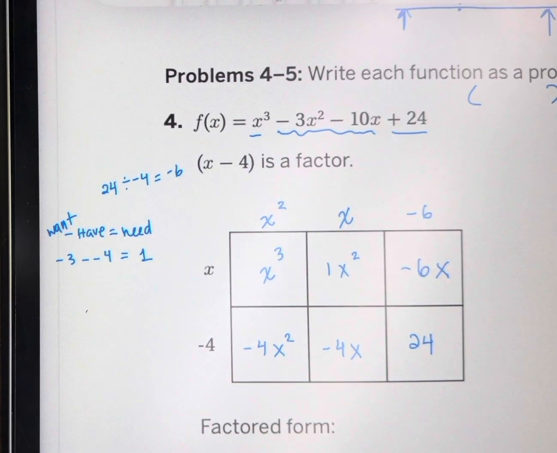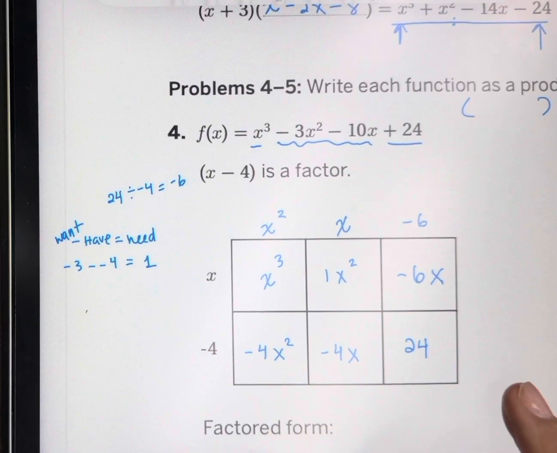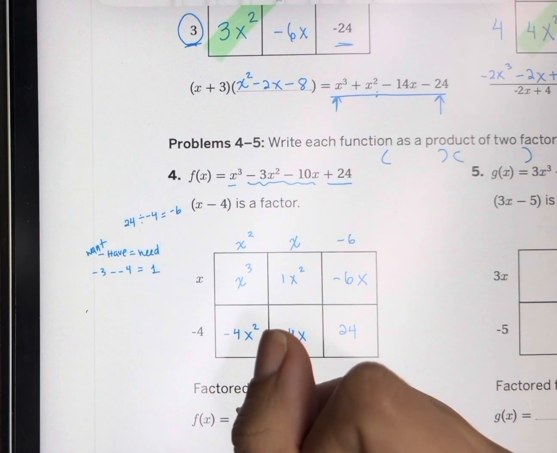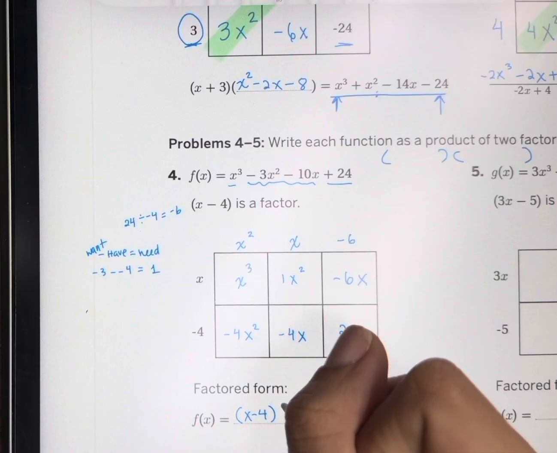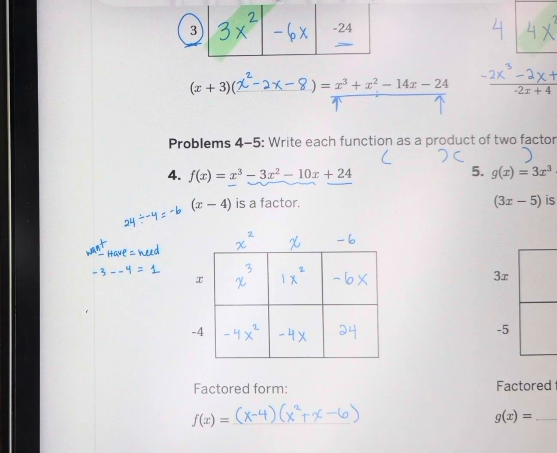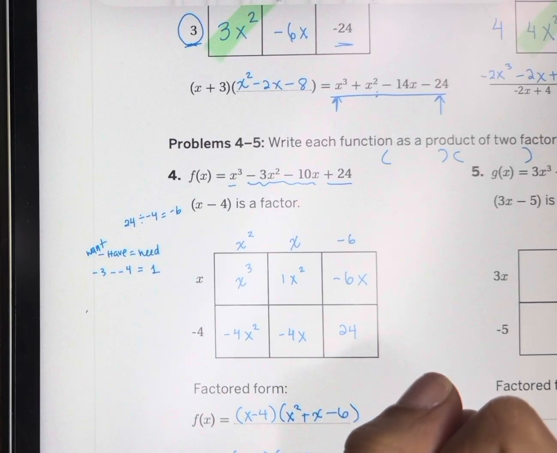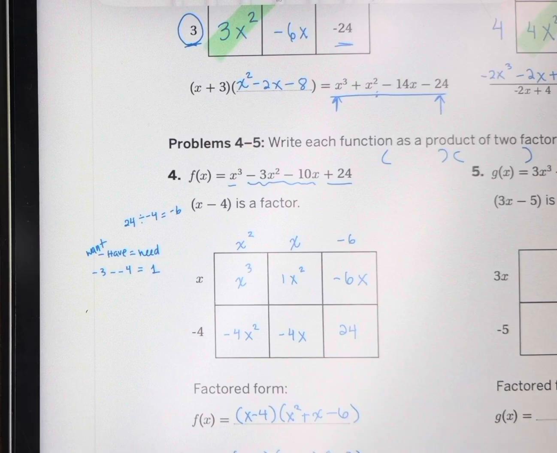And here I am. I'm all good. What does this mean? They wanted me to write it as a product of two factors. That means that x minus 4 times x squared plus x minus 6 equals all of this. And they're nice to just say 2 because I can factor this guy now. Okay? With a positive 3 and a negative 2, I can factor this. So I could actually write this as x minus 4, x plus 3, x minus 2.